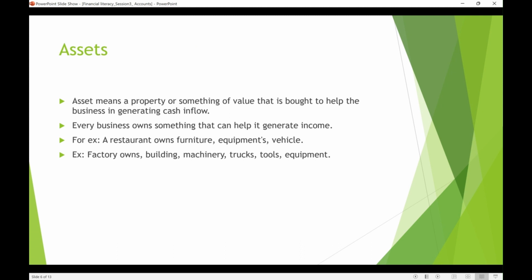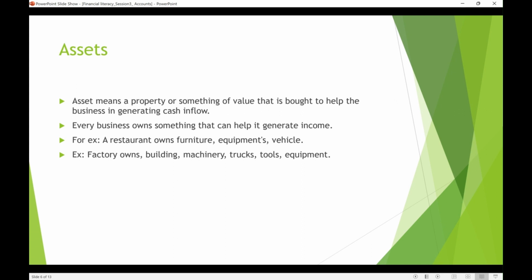Let us look at assets first. What are assets for a business? When you purchase any shares, equities, bonds, or whatever from a company, you look at what assets they have. That helps you understand in depth. A business has assets, meaning property or something of value that helps the business generate cash flow. For instance, a courier person has a van which generates income. That's cash flow, so that is an asset for him.